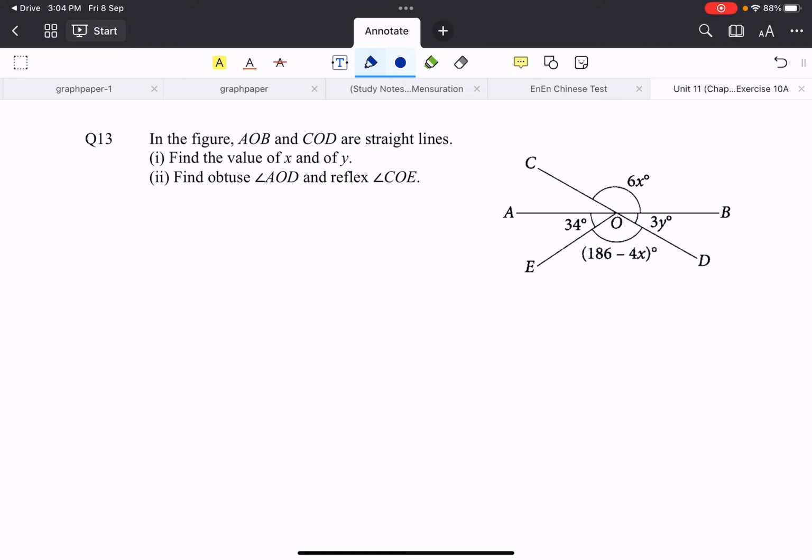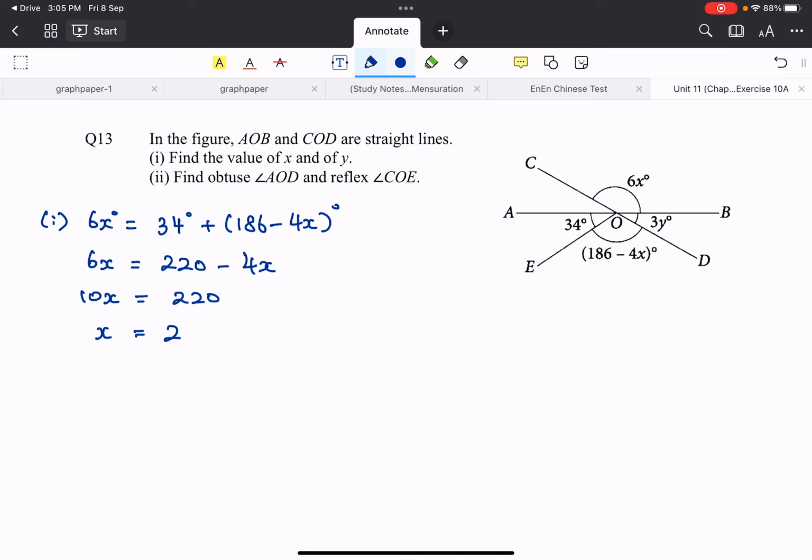So let's go. So 6x, part 1, let's write down, part 1. 6x is going to be equal to 34 degrees plus 186 minus 4x degrees, right? So simplifying this, 6x is equal to 220 minus 4x. 10x equals 220. x equals 22. Right? So we got the value of x. We need to find y. So how to find y?